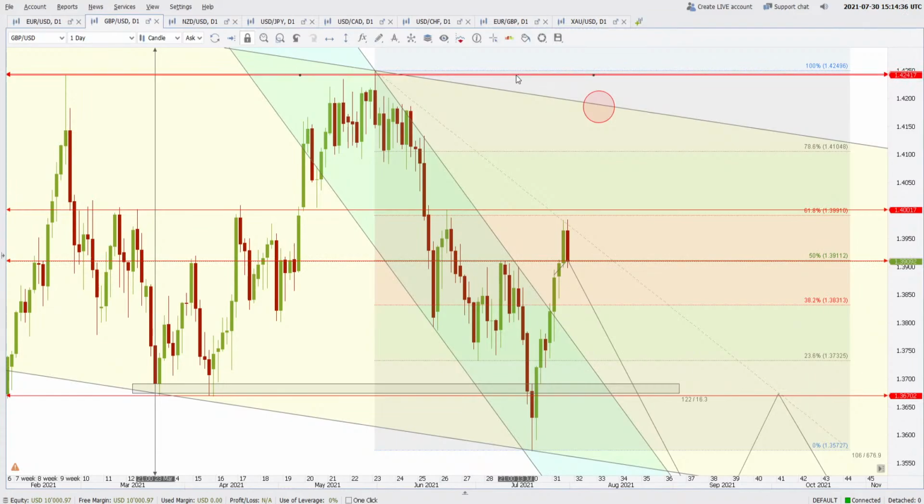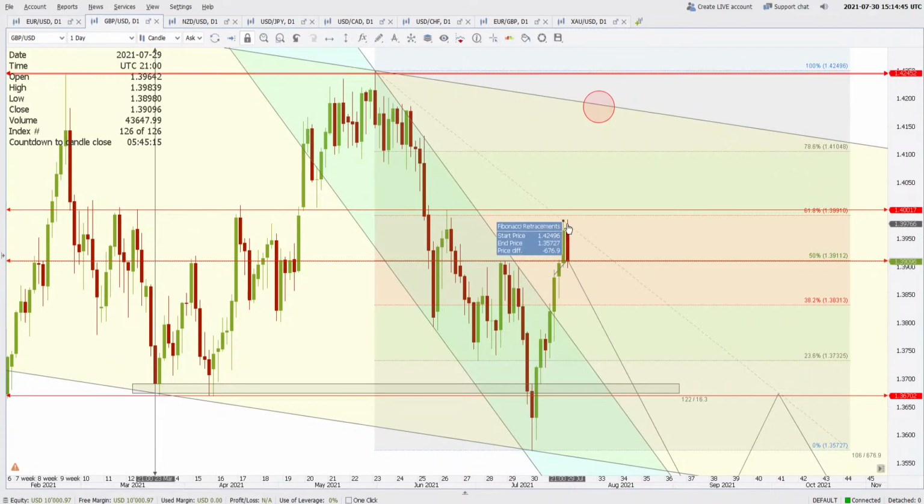When I say this level, it does not mean that the price will go to 1.42434 and then reverse. It will reverse around that level. So for this one, as we had mentioned, 61.8 is at around the 1.3991 region. So the price was supposed to reverse from here.